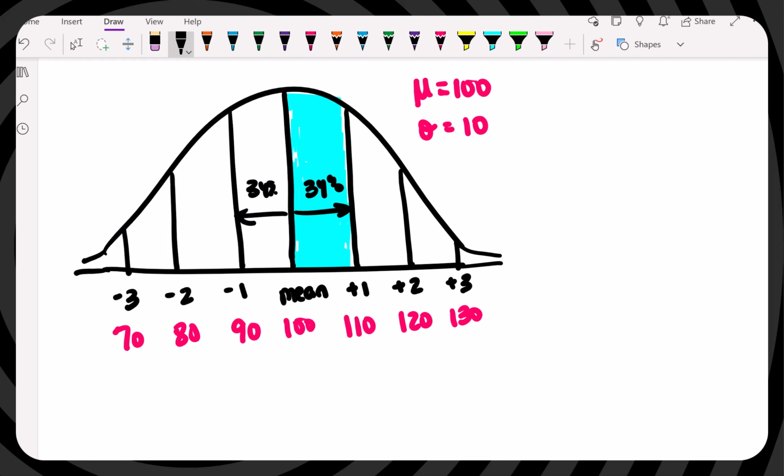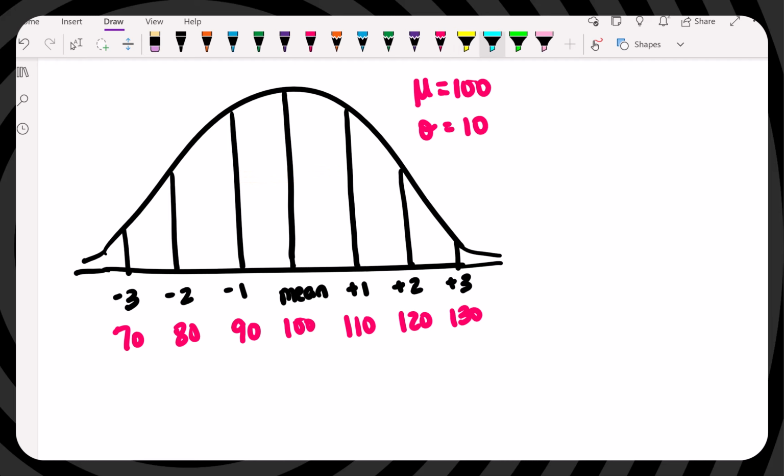That is also 34%. So this right here, what we're doing right now, is an important skill that you're going to use a lot. So whenever they give you any kind of random number to the left or to the right of the mean, you're going to either have to use the whole 68 or half of the 68.